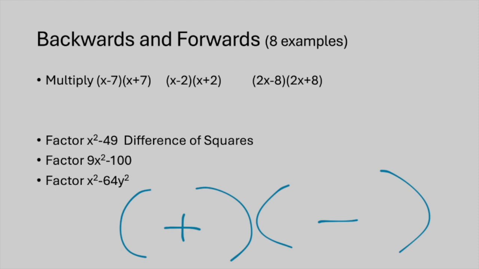Okay, what makes x squared? X and X. All right. What makes 64? 8 and 8. And then what's the y squared? Y and Y. Raise your hand if you got that. Fantastic. Okay.